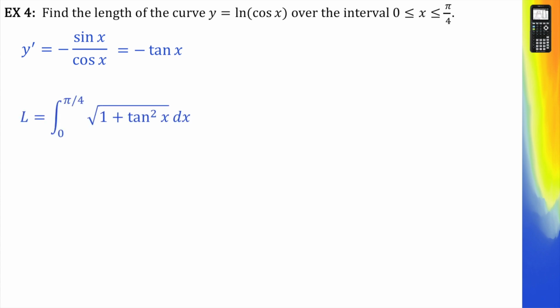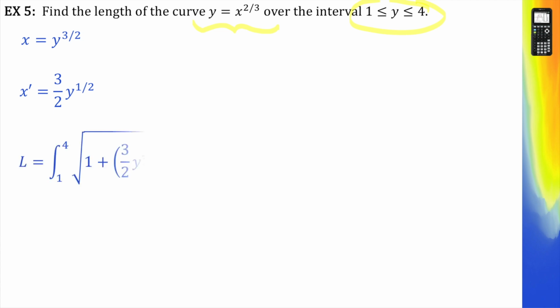All right. So here's our formula again. We're going from 0 to pi over 4, the square root of 1 plus the derivative of the function squared dx for a length of 0.88137.